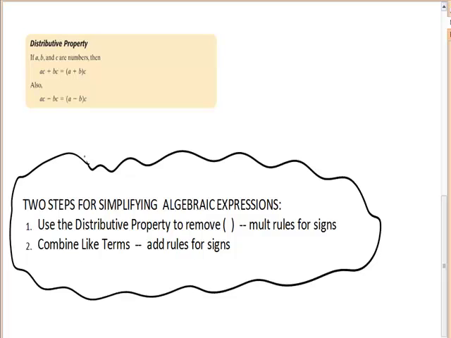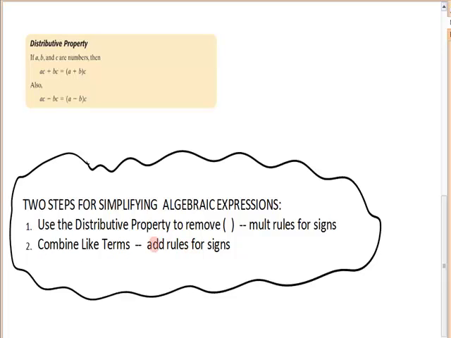2 steps for simplifying algebraic expressions. Number 1, use the distributive property to remove parentheses. And I have a little note. Multiplication rules for signs. Signs alike, positive. Signs different, negative. Then you're going to combine any like terms.